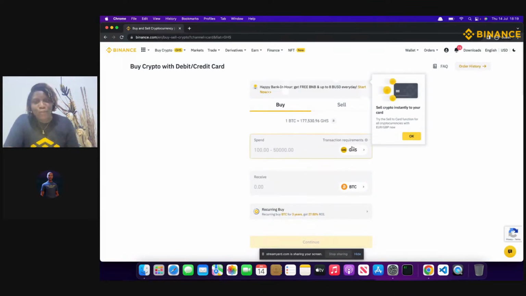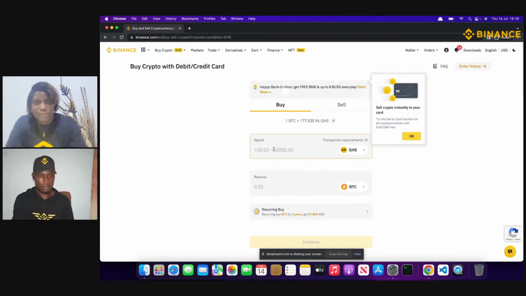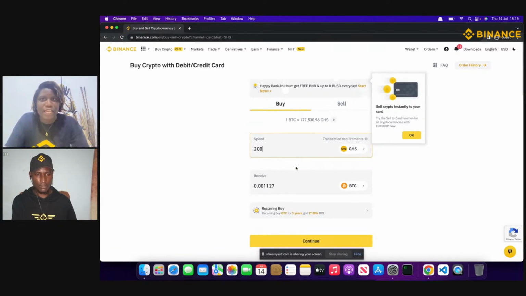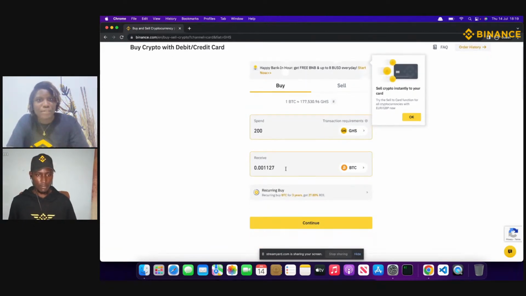So I want to buy, as I stated, with Ghana cedi, whatever you want to spend. Just take note that we have requirements. The least is 100, and then we go up to 50,000. So if I want to buy, let's say, 200 Ghana cedi, I just put 200 Ghana cedi in it. It gives me the equivalent in Bitcoin.